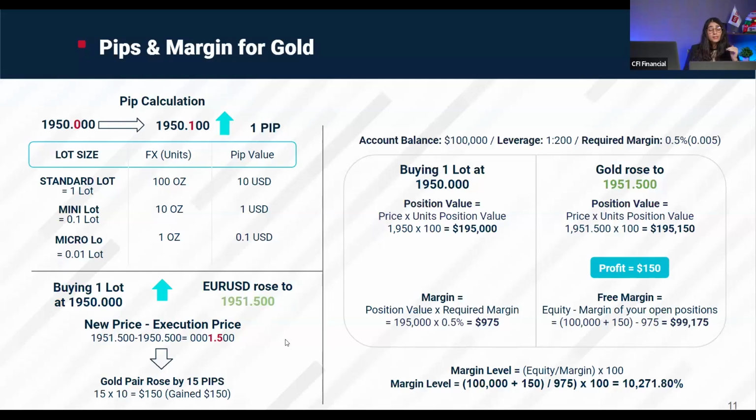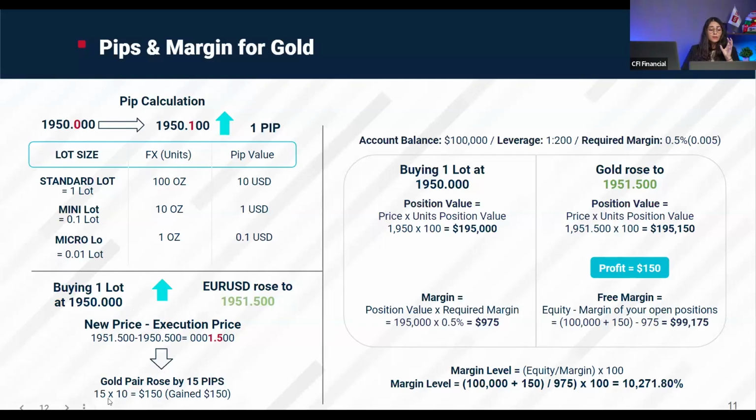Let's go down and see how we're able to calculate the value of the pip in gold. Let's say I bought one lot at a price of 1,950 and the price rose to 1,951.500. To calculate how many pips the price moved, I take the new price that it reached and subtract the price that I bought at, so I'll get 15 pips. Let's calculate how much I've gained. I take the number of pips and multiply it by 10. We're multiplying it by 10 because, as we said, we entered one standard lot, and the pip value for one standard lot is $10.